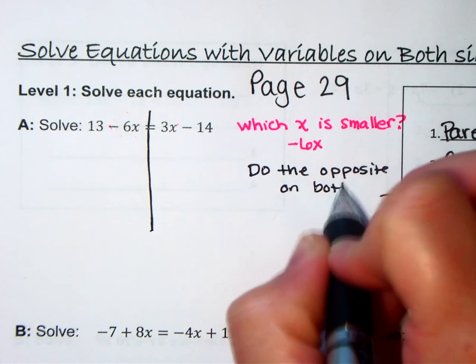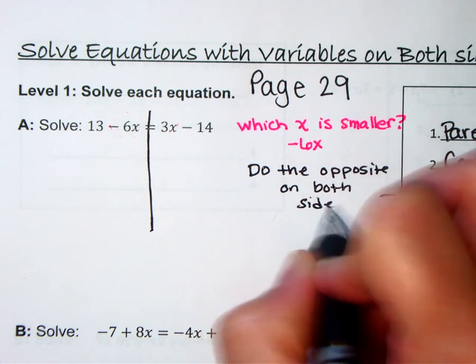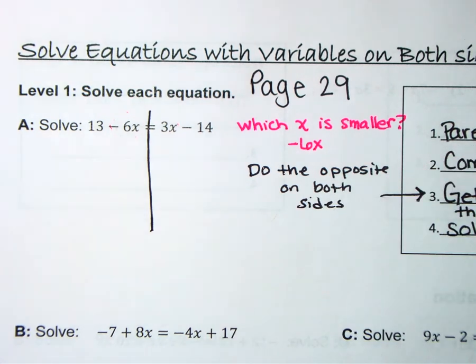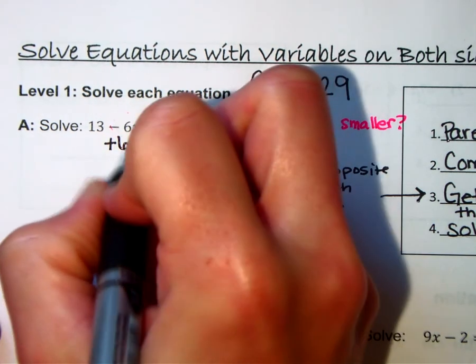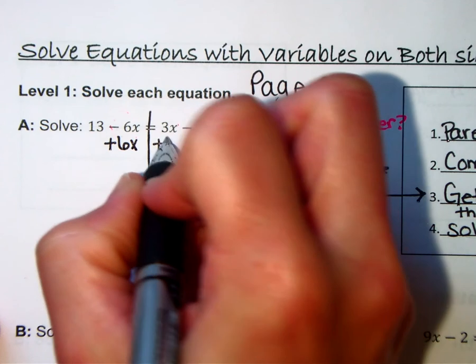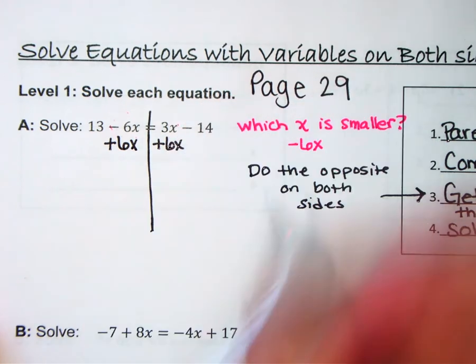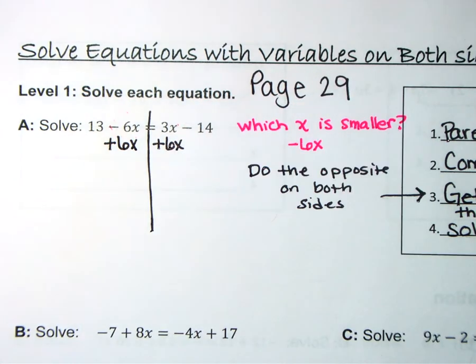On both sides. Okay, so the opposite of minus 6x is plus 6x. So we're going to add this 6x over so that now I have both of my x's on one side of the equal sign.